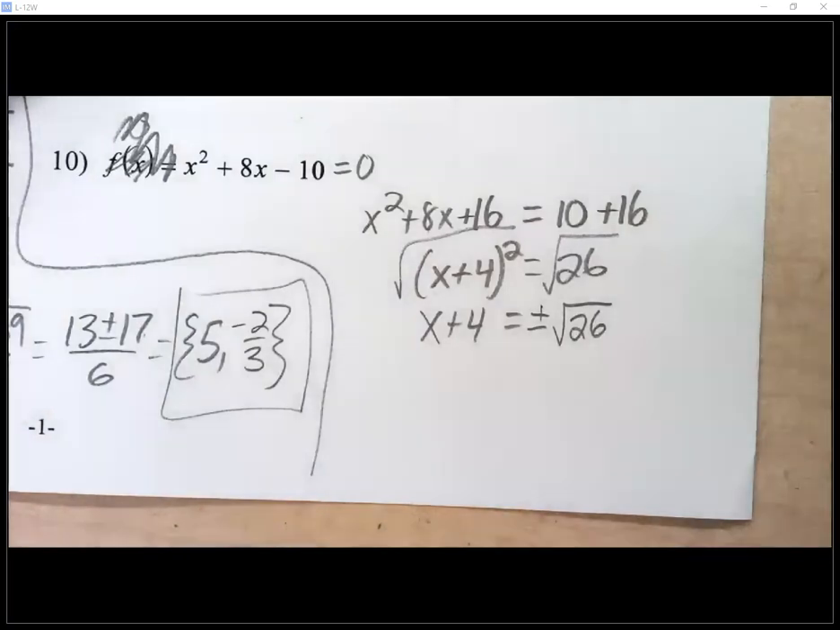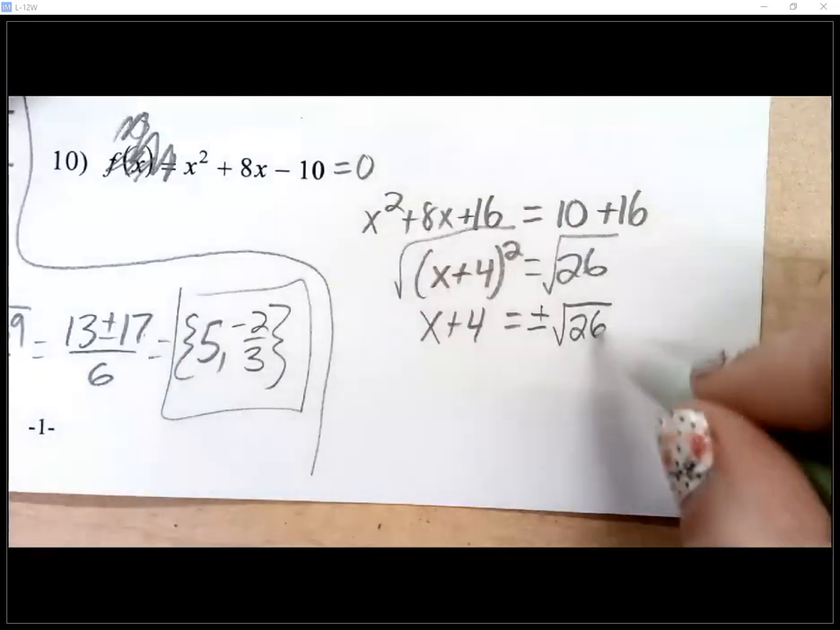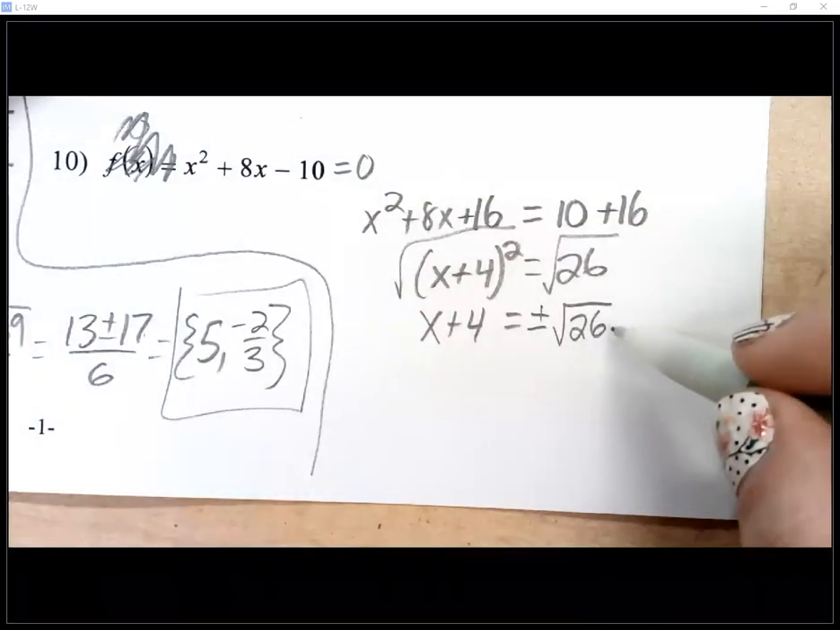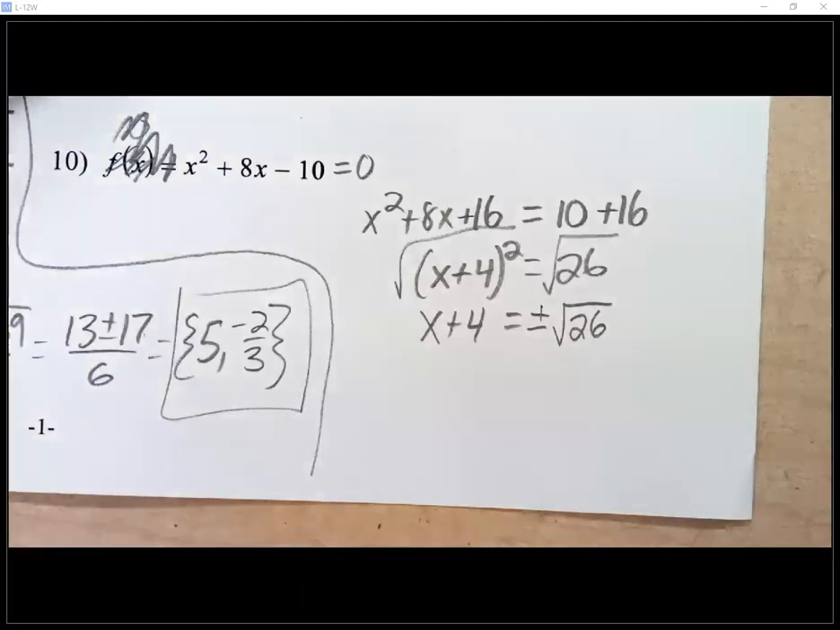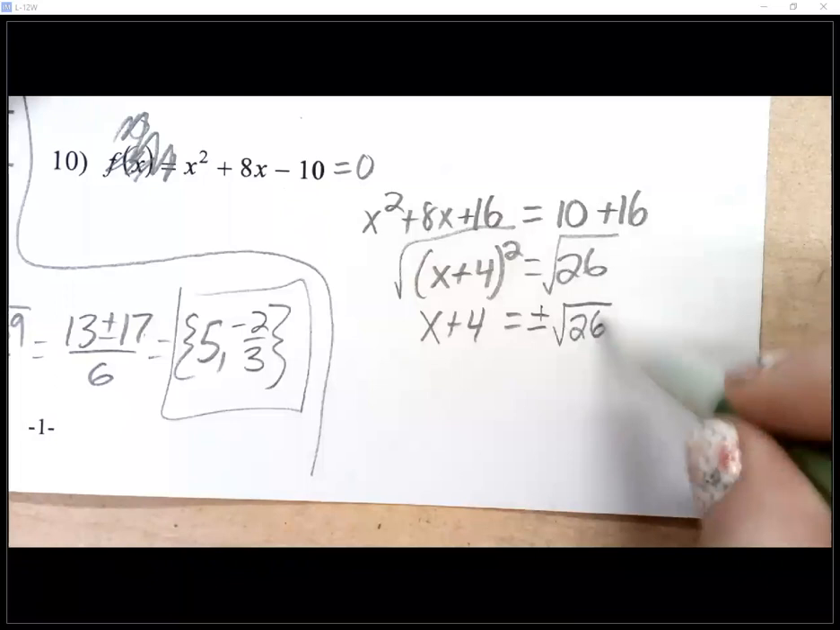Someone was doing adds. You can't do adds. You gotta divide into 26. No, there are no perfect squares that divide into 26. I know 2 times 13 is 26, but 2 is not a perfect square and 13 is not a perfect square. So you're not getting yourself anywhere by doing that. That's as far as you can go with this chunk right here.